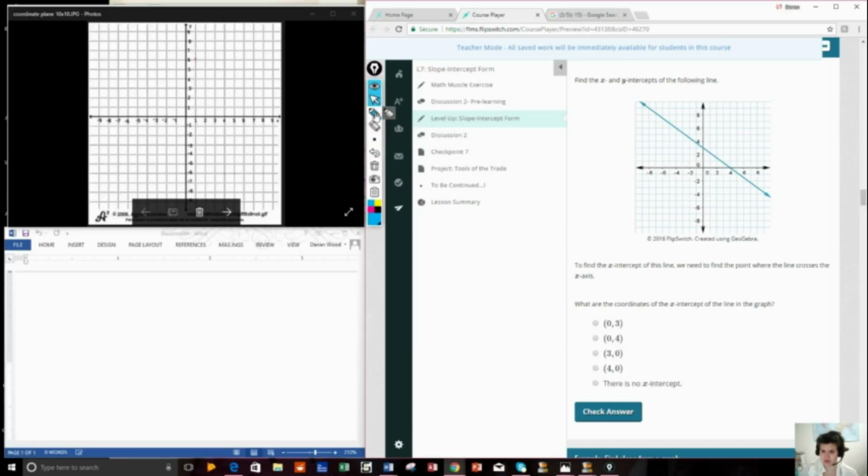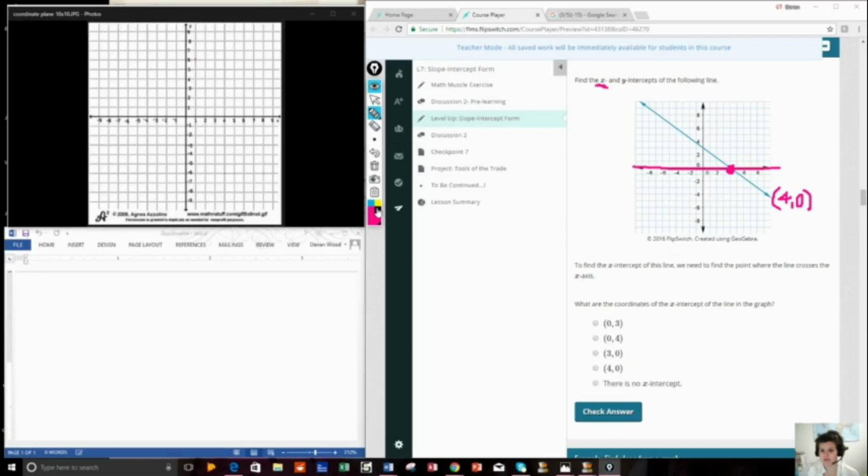Okay, so I'm going to remember that the x-intercept is where the graph or the line hits the x-axis. So I'm going to go along this x-axis and look for the point where the given line hits it, intersects it. That is at 4 on the x-coordinate, 0 on the y-coordinate. So our x-intercept is at 4, 0.